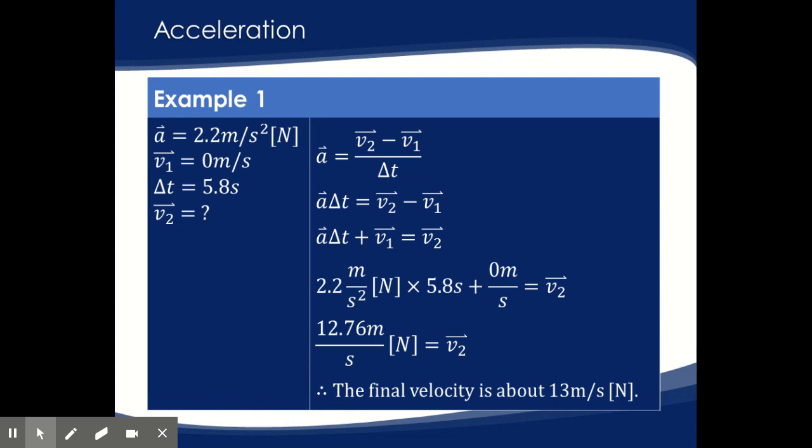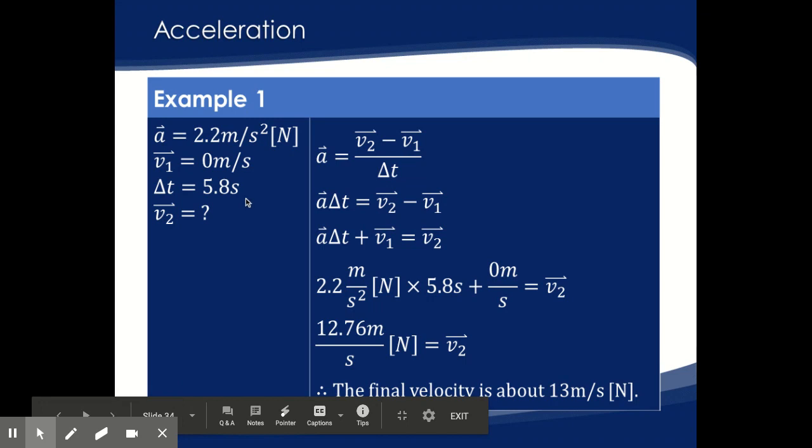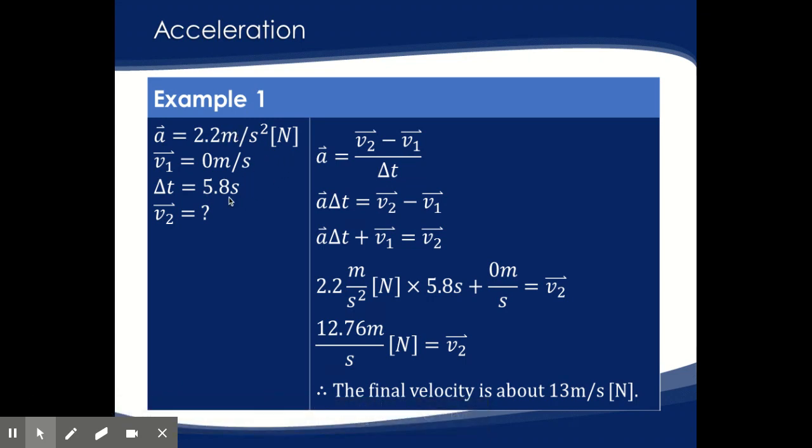So your final velocity, you could say, is about 13 meters per second north, which would just mean that after 5.8 seconds, you have accelerated at this rate. So after 5.8 seconds, your final velocity would be that the horse is going 13 meters per second in the direction of north.